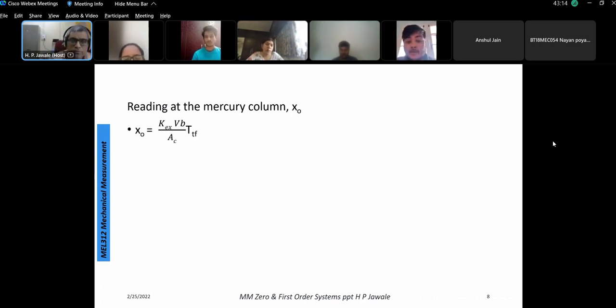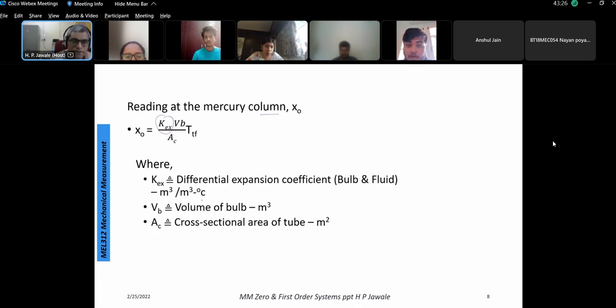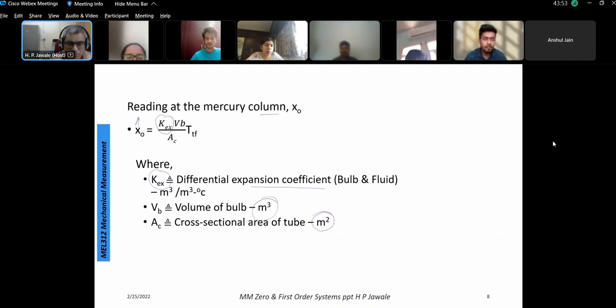Say the reading of the mercury column will be given in terms of Kex times Vb upon AC times TTF, where Kex is the differential expansion coefficient of the bulb and the fluid in terms of meter cube per meter cube degree Celsius. So this is the first constant that is used. Vb is the volume of the bulb in meter cube, and AC is nothing but the cross section area of the bulb in meter square.